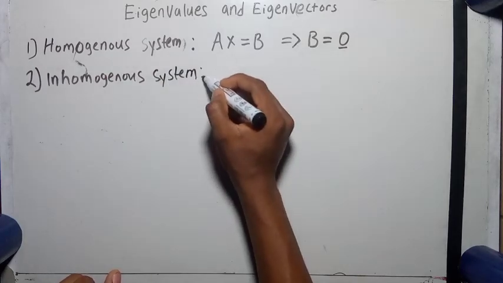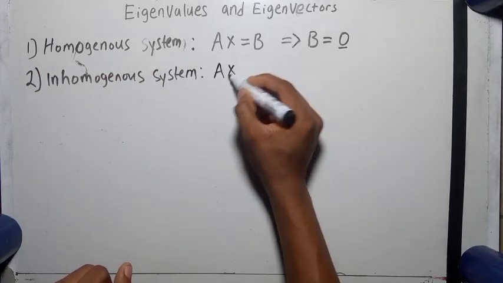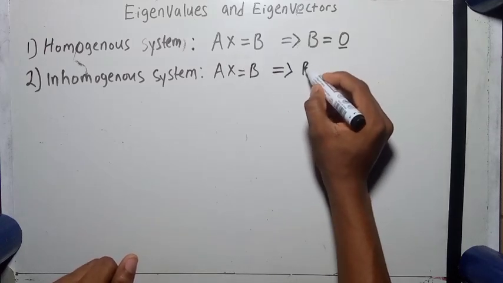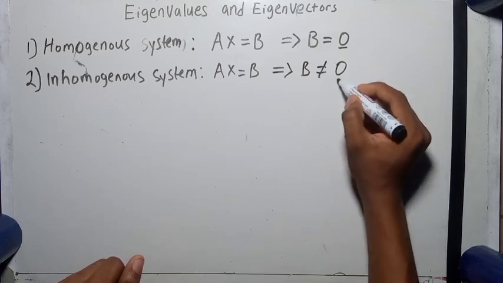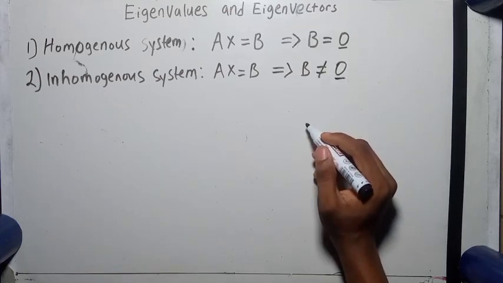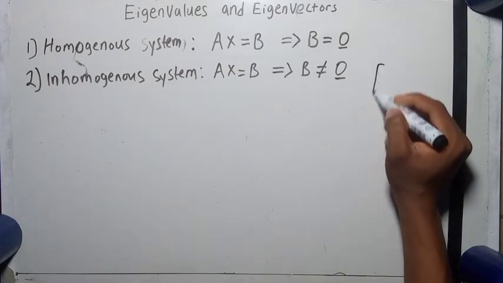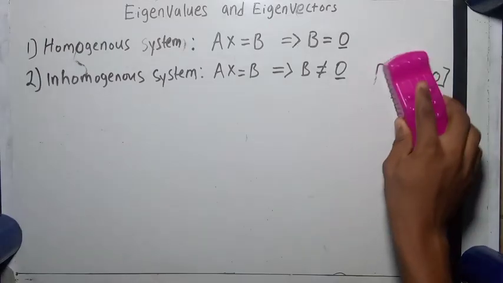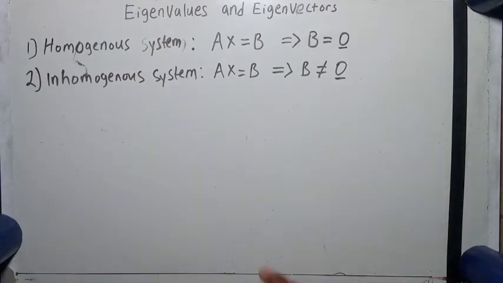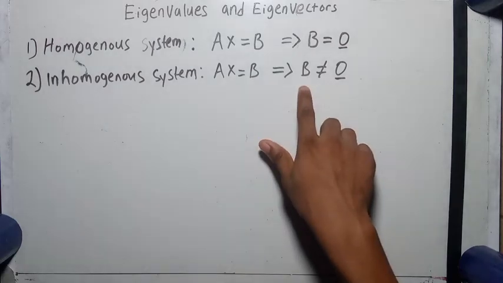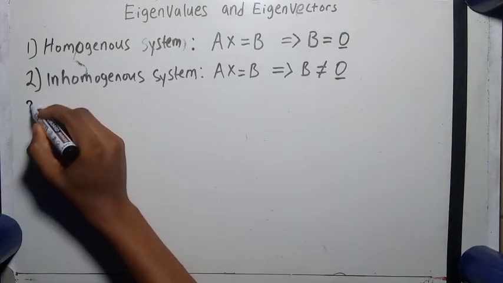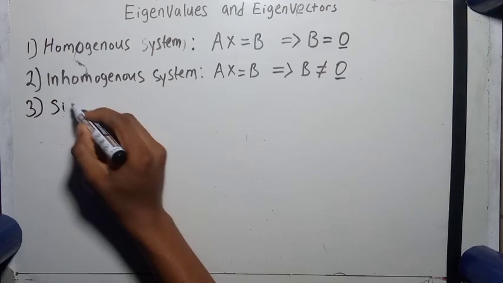Now a system like this is inhomogeneous, where our B is not equal to zero. It's not a zero matrix. Like I said, so long as all its elements or components are zero, we call it a zero matrix. So when B is not a zero matrix, this system is called what? Inhomogeneous system.